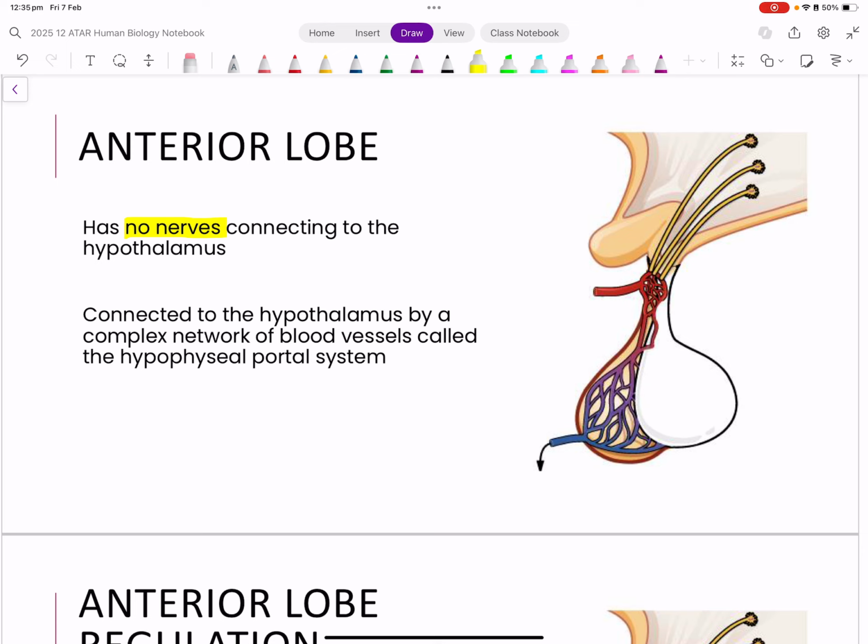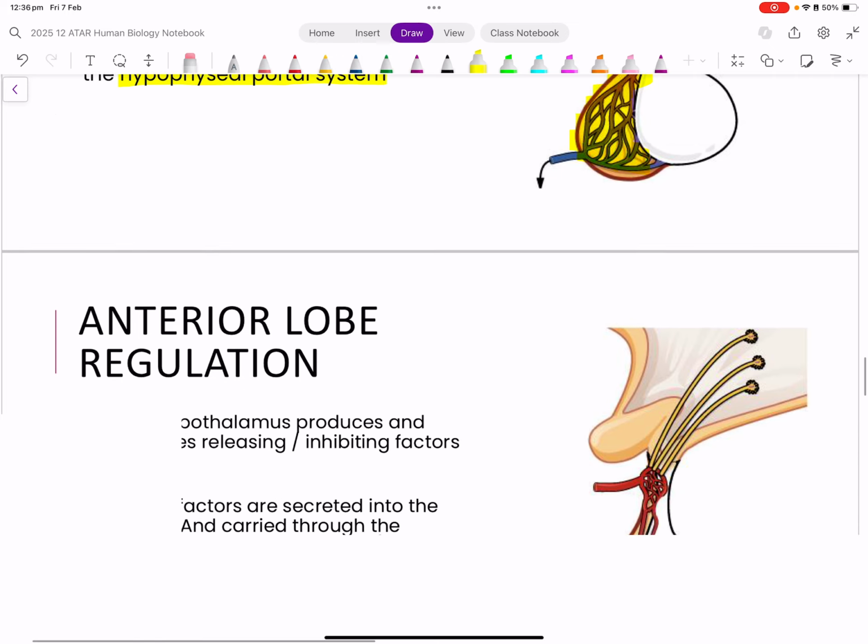Instead, it's connected to the hypothalamus by this thing known as the hypophyseal portal system, which is a series of blood vessels. We can see this really clearly indicated in the diagram over on the left here, where we can see the hypophyseal portal system and its extensive network of blood vessels. This is what innervates the anterior lobe of the pituitary gland.